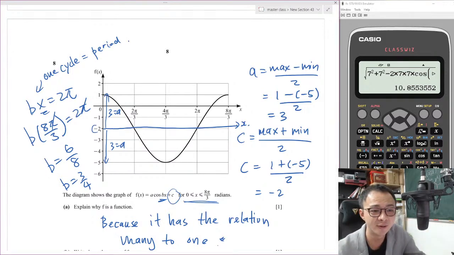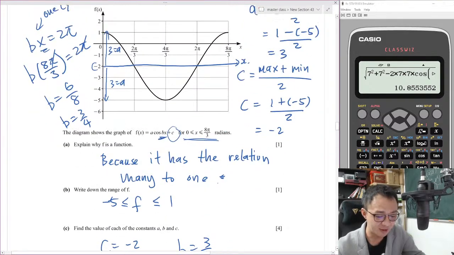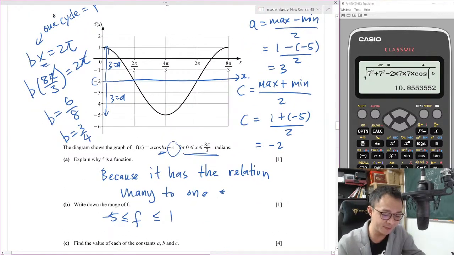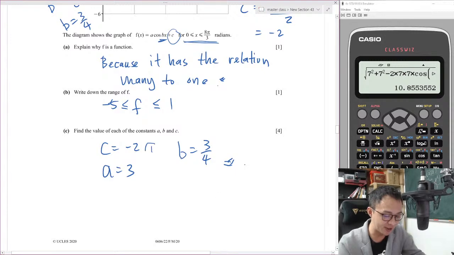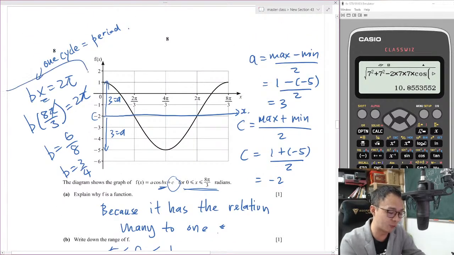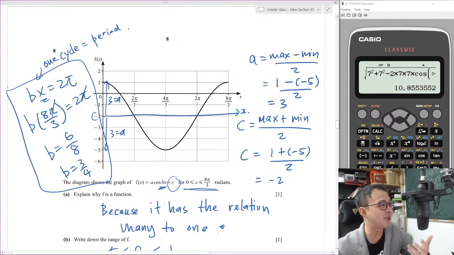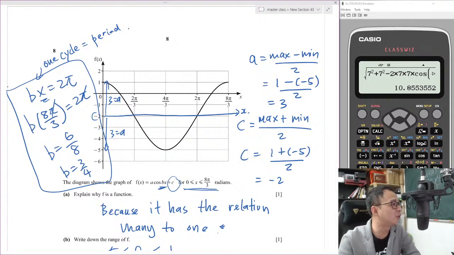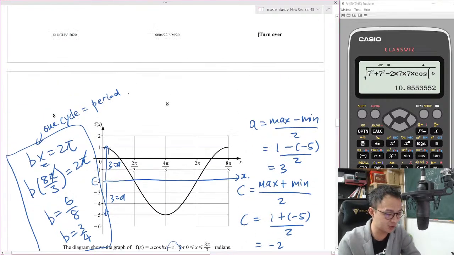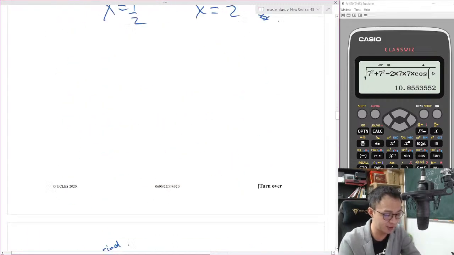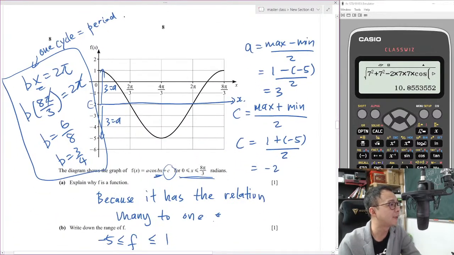If possible, I think for a and c, they will just give you 1 mark each. For b, they will give you 2 marks because b definitely needs some working here. You can actually see a and c from the graph. So this is how you do these kinds of questions. This is question number what? Number 8, isn't it?